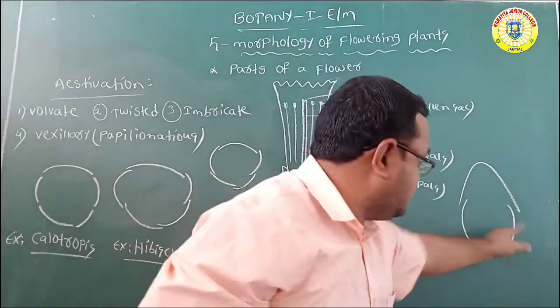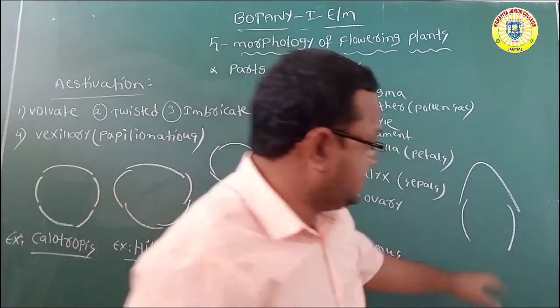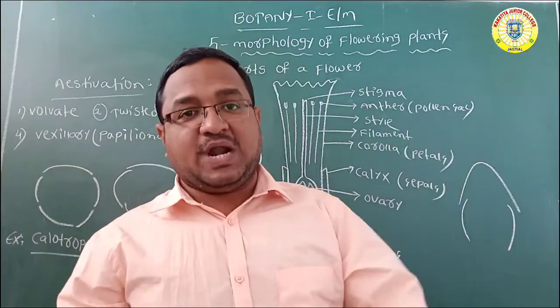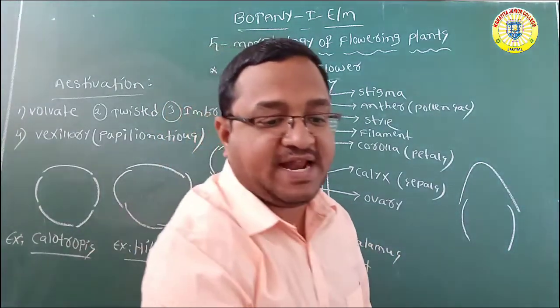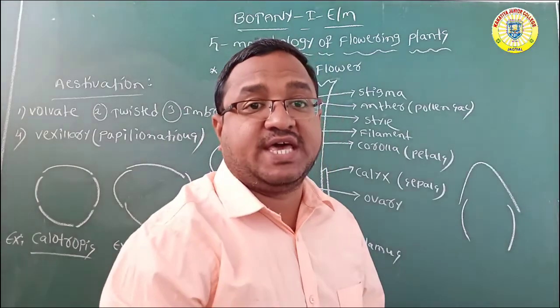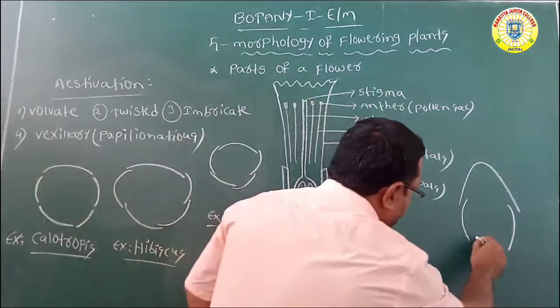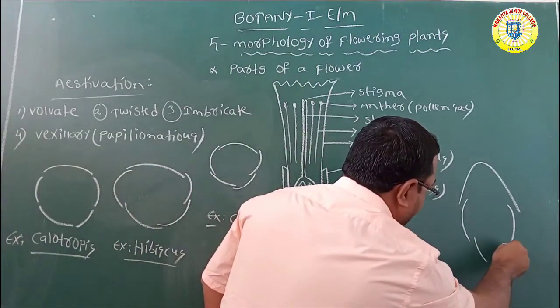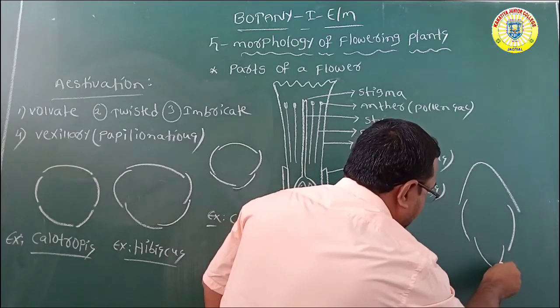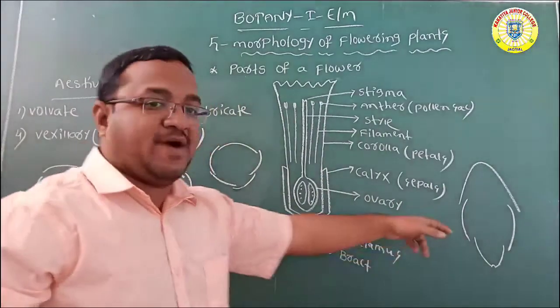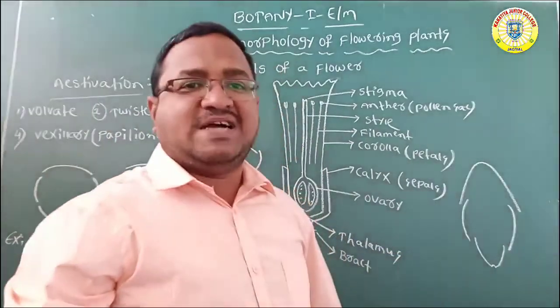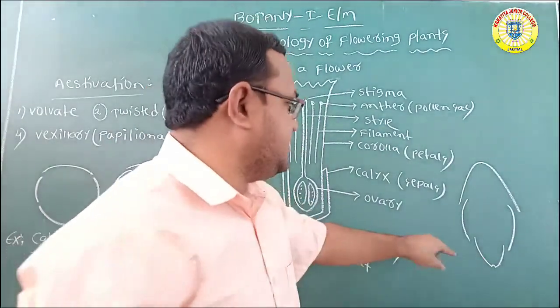These are called wings, and these wings overlap the 2 smallest petals. The 2 smallest petals are called keel petals. So this type of aestivation is called vexillary. This is also called papilionaceous aestivation.